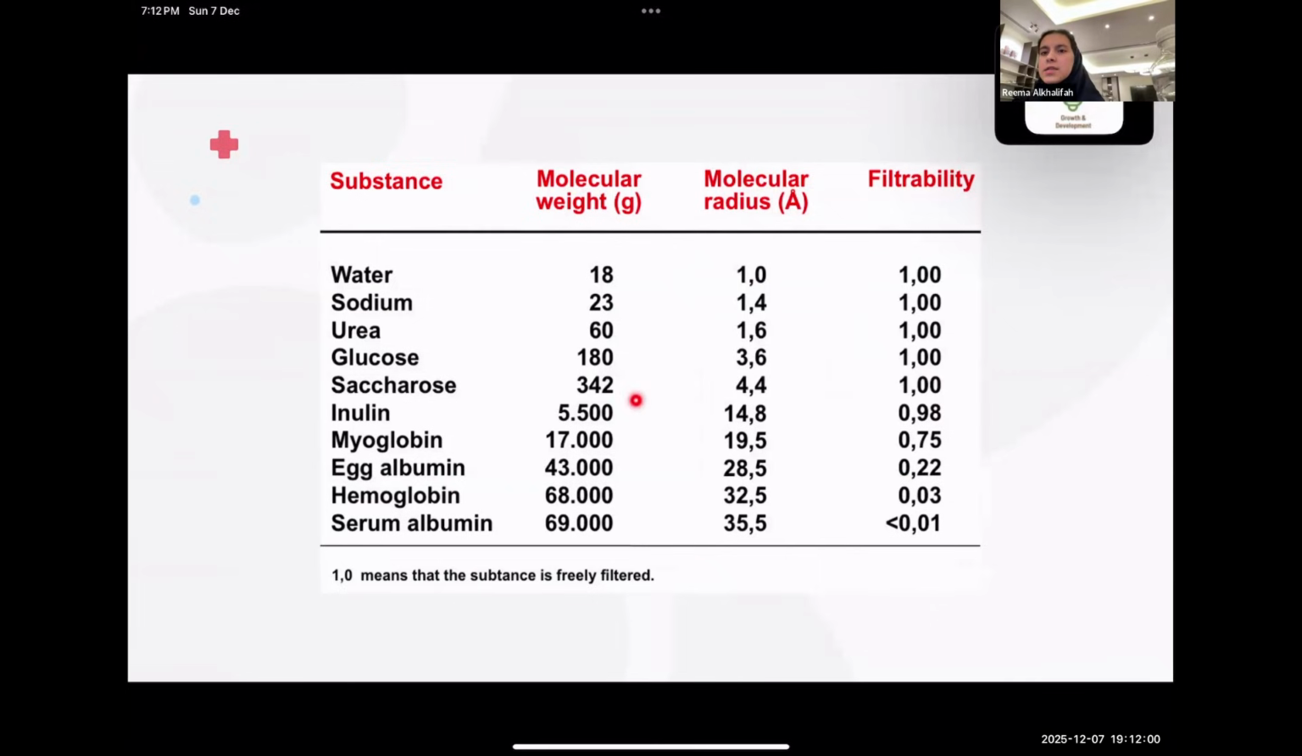Now, this is just to confirm your understanding. Now look at the molecular radius. This is all less than 18. What you can notice is they're freely filtered. Now, this is 0.98, but it's still considered nearly freely filtered. And this is where the radius gets larger than 18, and it ranges from 18 to 42. As you can notice, as it gets larger, the filtrability decreases. Okay?